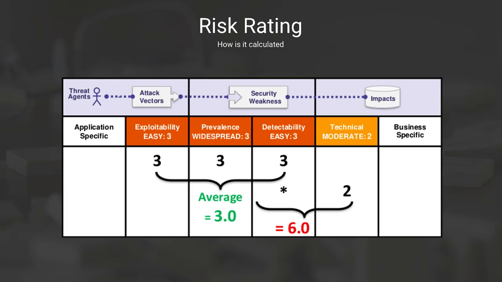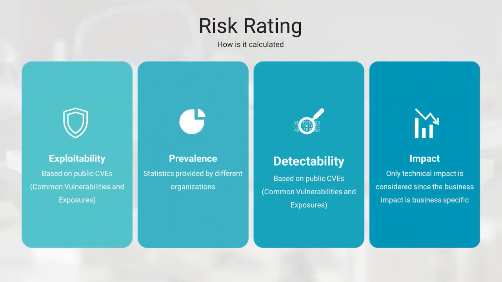Each factor, exploitability, prevalence, detectability, and technical impact, range from 1 low to 3 high. Doing this simple math, you will get the risk rating used to sort the top 10 security risks. Note that neither likelihood of the threat agent nor the business impact are taken into account. The latter is business specific, and each organization should decide how much security risk it is willing to accept.